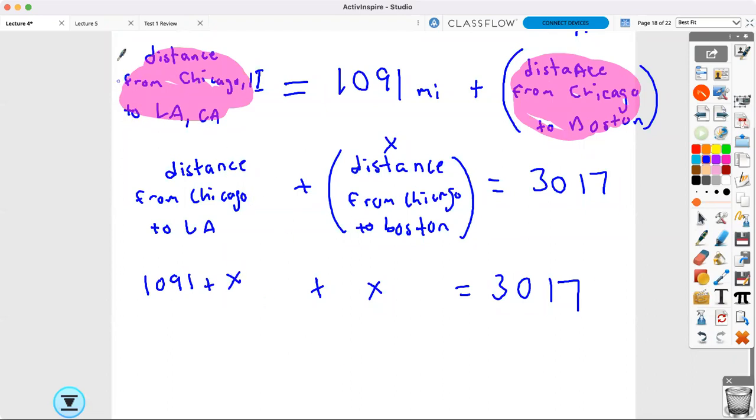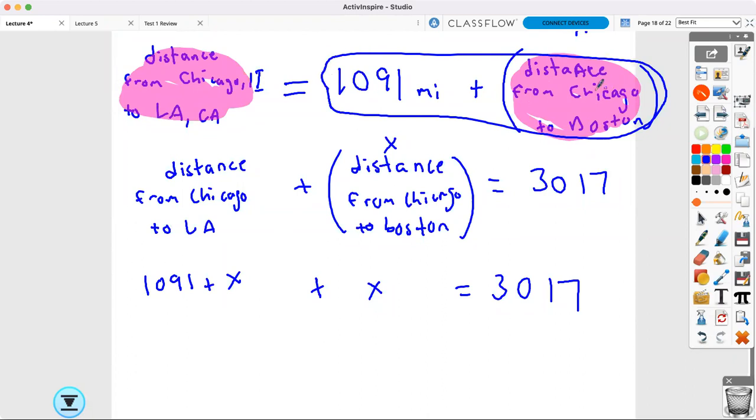Because it's up here. The distance from Chicago to LA is equal to this mess here. And remember this pink over here to the right side is X, right? Don't forget that. And so it's 1091 plus X. So we're replacing this with that. So now we have an equation, a mathematical equation, believe that. Now we solve for it, which we know how to do.